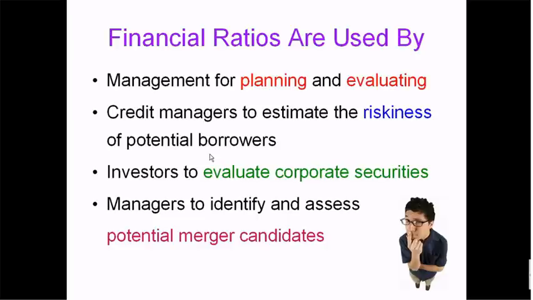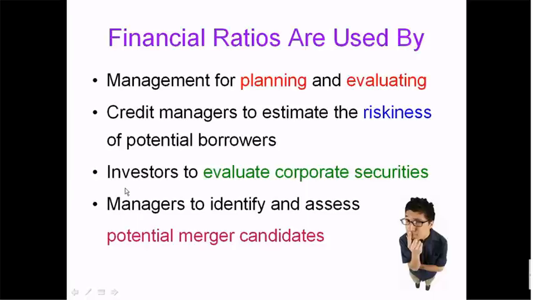If they find that this company does not have a very clean record, or the company does not have a very strong ability to pay back, then they may decide not to lend money to the company. So by evaluating their financial statements, they can use financial ratios to estimate the riskiness, whether they think that their potential borrowers can pay back or not.